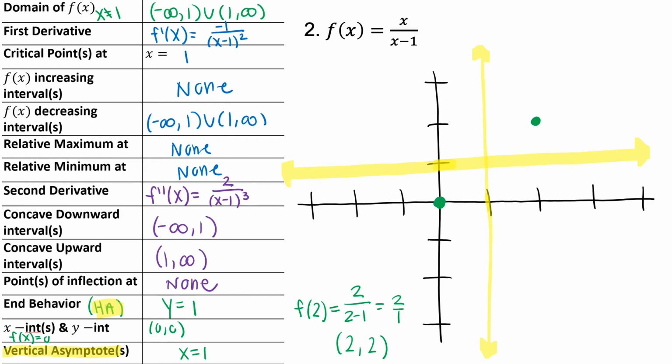Now I know that I'm decreasing everywhere, so I have to have a negative slope and a negative slope. And then I'm concave down everywhere up until that vertical asymptote. So on that entire left part of my graph, I'm going to dump out that water.